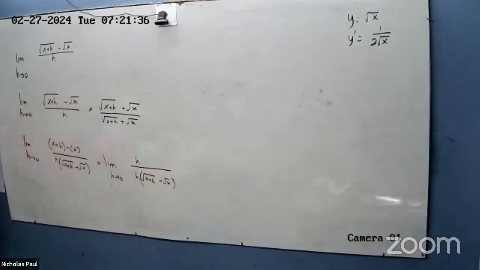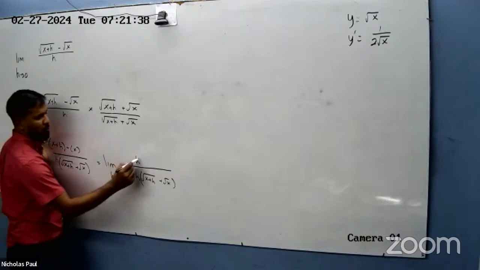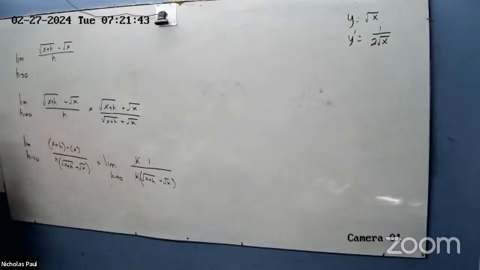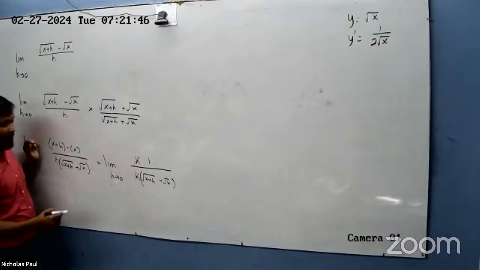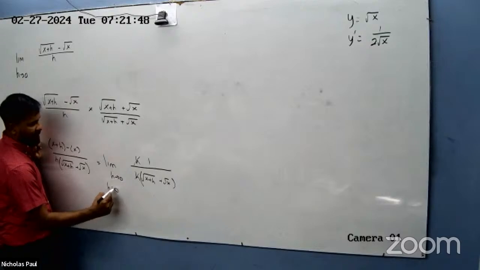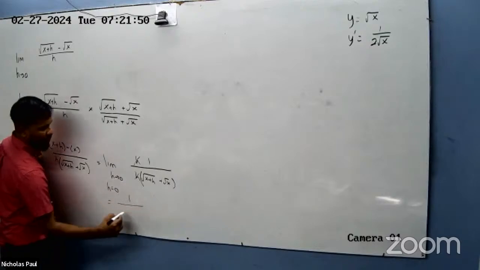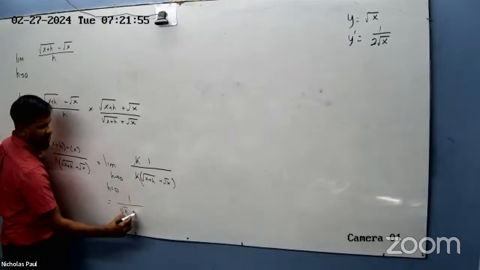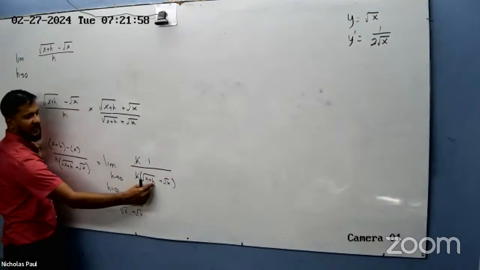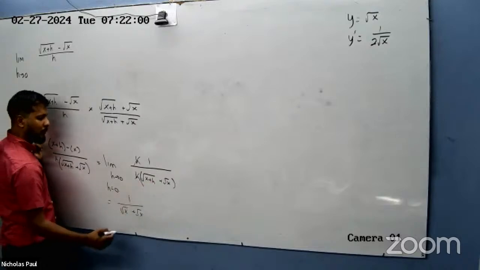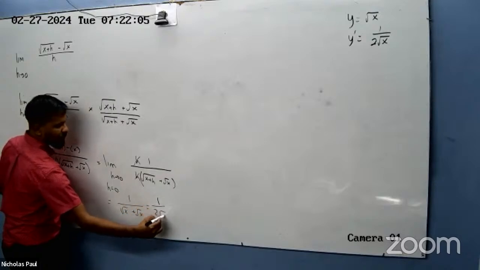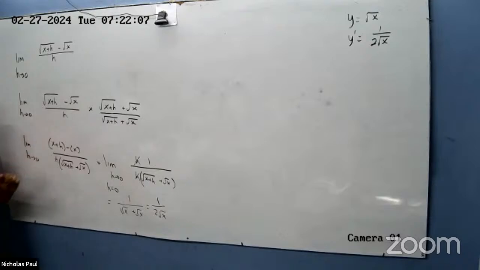All the h's cancel. What's the next step? Put h is 0. So substitute h is 0. So that's 1 over the square root of x, because the point h is 0, plus the square root of x. So you'll get square root of x plus the square root of x is 2 root x. And that's the answer there.